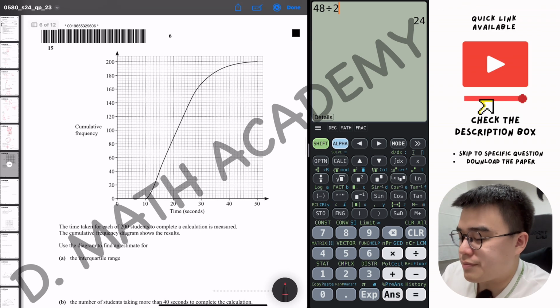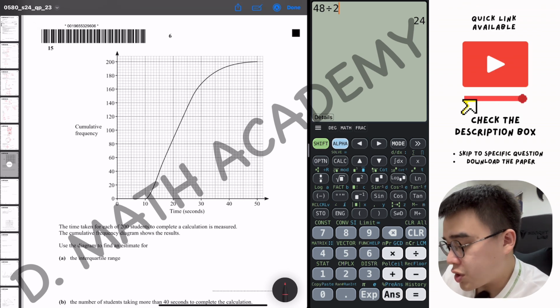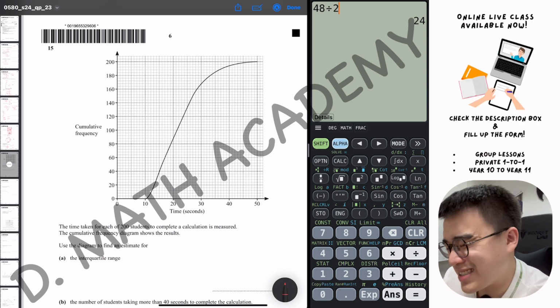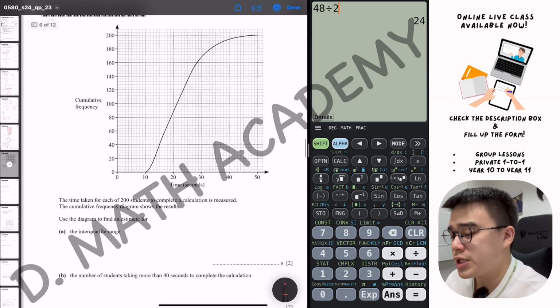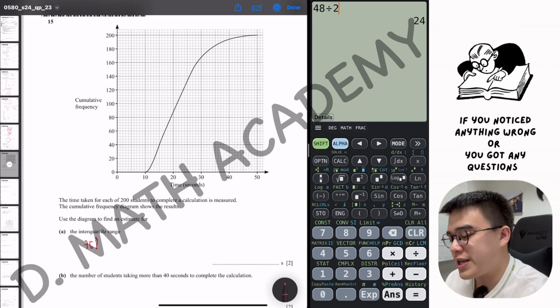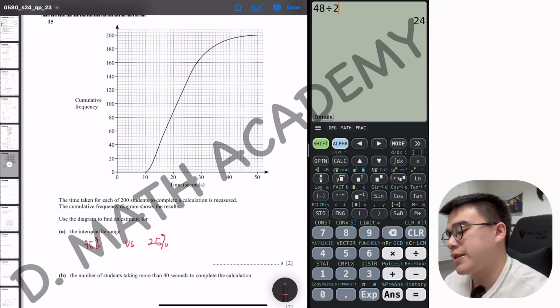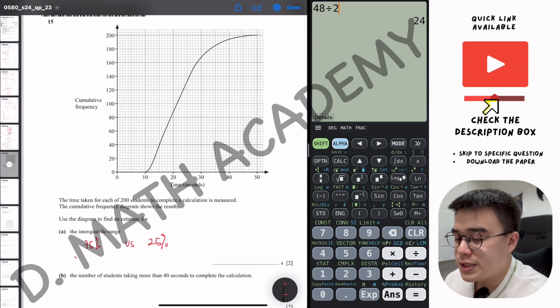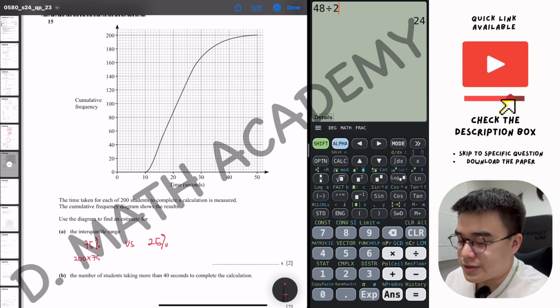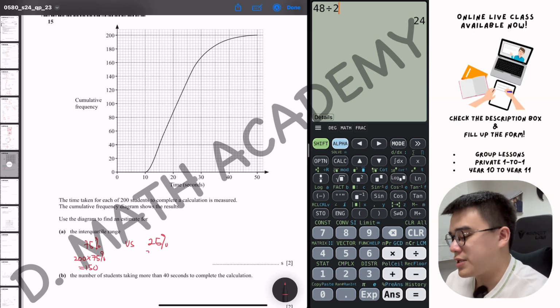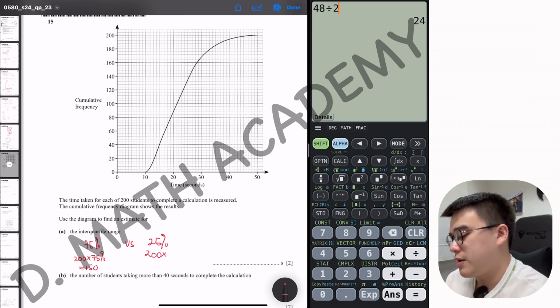Okay, next thing, interquartile range. So this one you are actually required to draw a little bit. Slightly more work to get to the answer. You have to find the 75% and compare it to the 25%. That difference will be your answer. So 200 times 75% is actually 150. 25% is actually 50, I think.